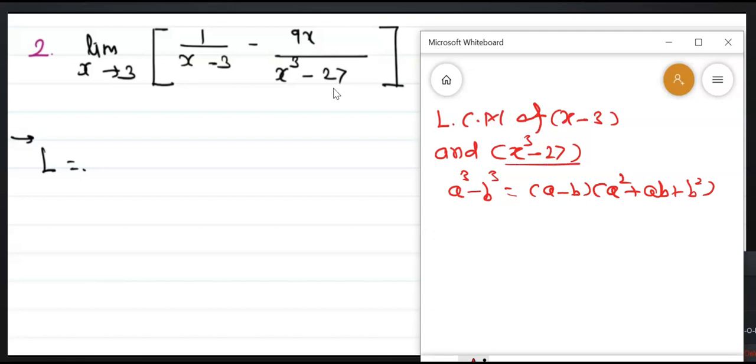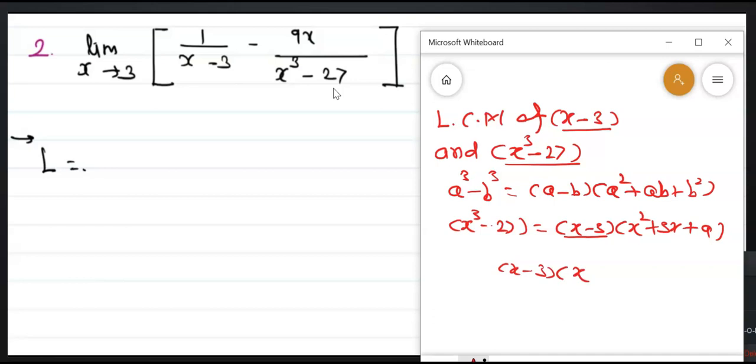In the same way, the factors of x cube minus 27 are x minus 3, x square plus 3x plus 9. Then what will be the LCM? The LCM is x minus 3, since x minus 3 is common, and the second factor is x square plus 3x plus 9. This will be the LCM.